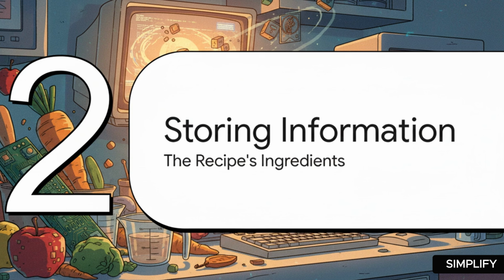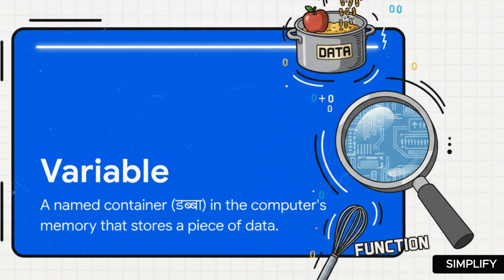Okay, but what good is a recipe without ingredients, right? You need your flour, your sugar, your eggs. In the same way, a program needs data to work with. Things like numbers, or text, or other pieces of information. So, where does a program keep all its ingredients? Well, we store them in something called a variable.